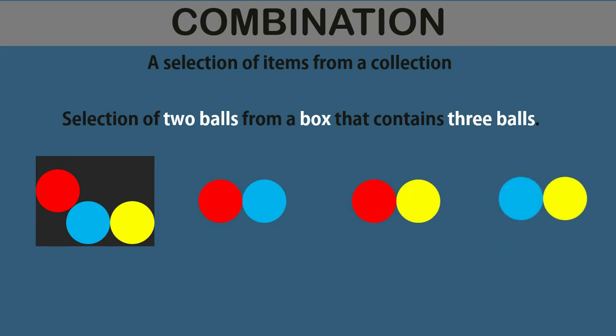Is there any other combination? No. We can make just three combinations. Therefore, the total number of selections or combinations is 3. That was the simple explanation of the combination.